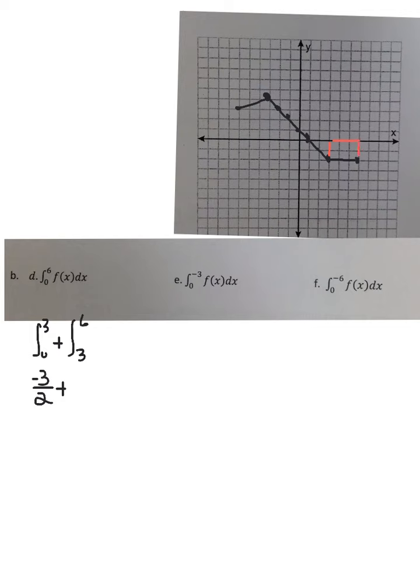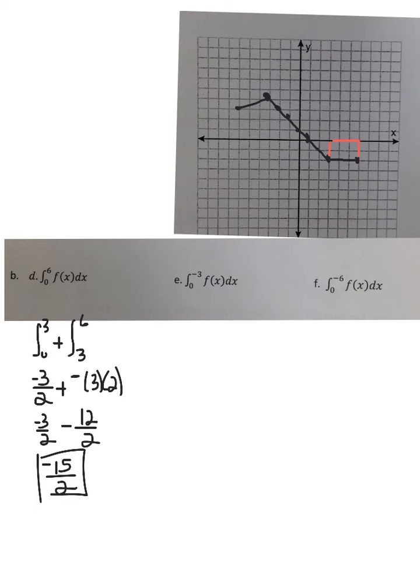But understand, it's below the x-axis, so it is going to be negative. So I'm going to put that negative there. And my base is 3, and my height is 2. So that would be negative 6, right? So that's negative 3/2 minus, and I'm going to make that 12/2 because that's the same thing as negative 6, right? So that's going to be negative 15 halves. There's your answer for part D.